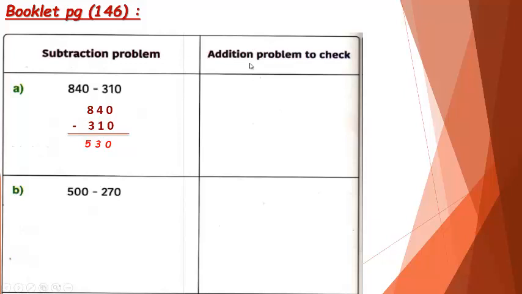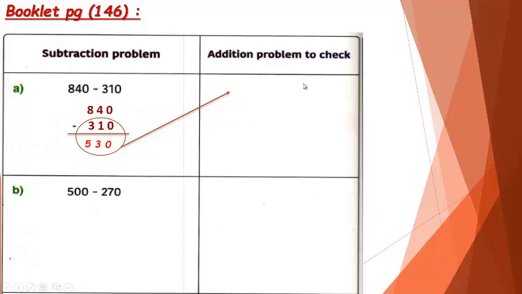Now, I want to make an addition problem to check my answer. I subtracted these 2 numbers and found that the answer is 530. What if I want to check my answer? I'm just going to add these 2 numbers. We know that this minus this equals 530. So 530 plus 310 must equal 840. The sum of these 2 numbers must equal this number, 840.